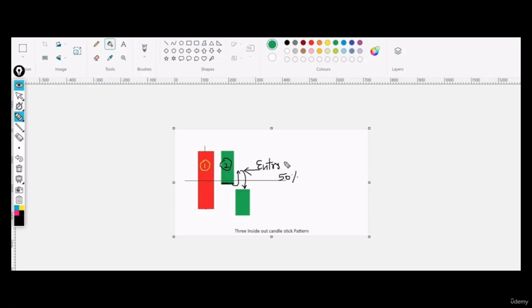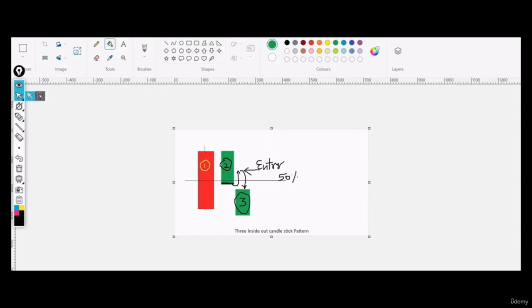For this strategy, the first candle must be a little bit lengthier, right? Then there will be two more candles of different color. If the first one is red, then the second and third must be green in color. If the first candle is green, then the second and third must be red in color, right? So this is more or less like an engulfing pattern, right?